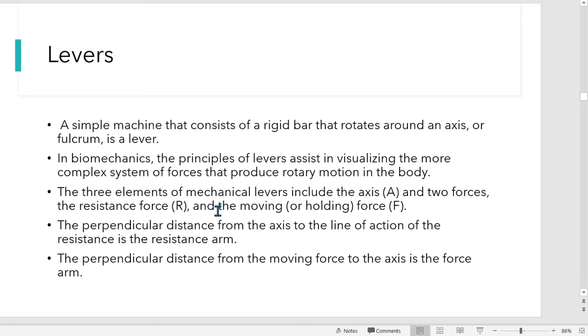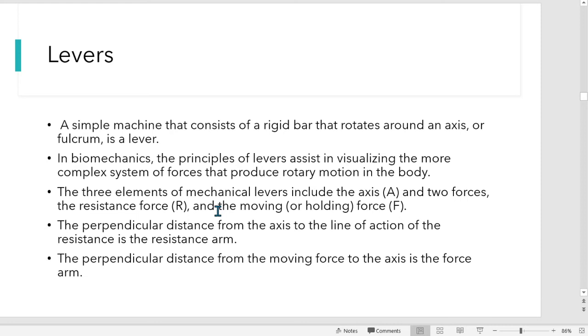In biomechanics, the principle of lever assists in visualizing the more complex system of forces that produce rotatory motion in the body. So basically, in our body, a lever system exists because when we move, the joints rotate and the shaft moves also in rotational direction. Applying the concave convex rule, the arthrokinematics is opposite and the osteokinematics is in the opposite direction, which is true in our joint surfaces.